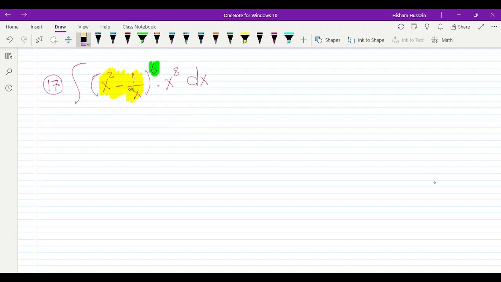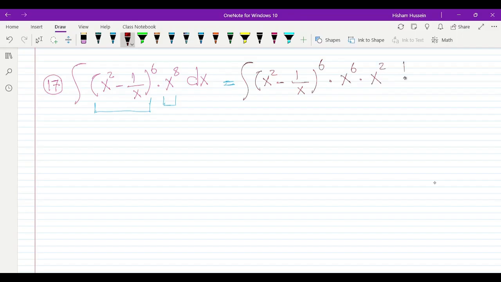And that does not exist here. Okay, so how can we think about this? What if we unified this power with this x power 8? How? By splitting this x power 8 first into a product of two functions, x power 6 times x power 2. So this will be the integration of x squared minus 1 over x as it is, to the power 6 times x power 8. We will write it as x power 6 times x power 2 dx.